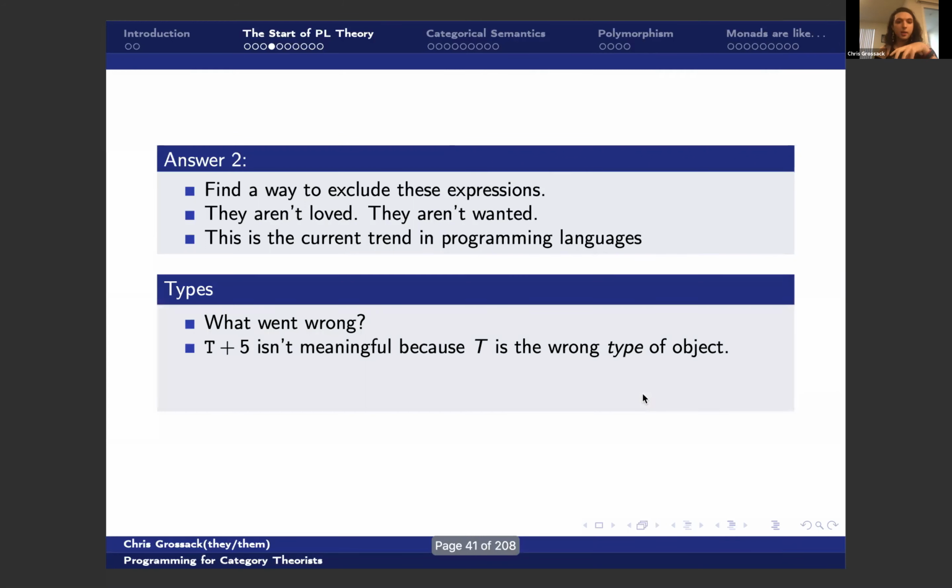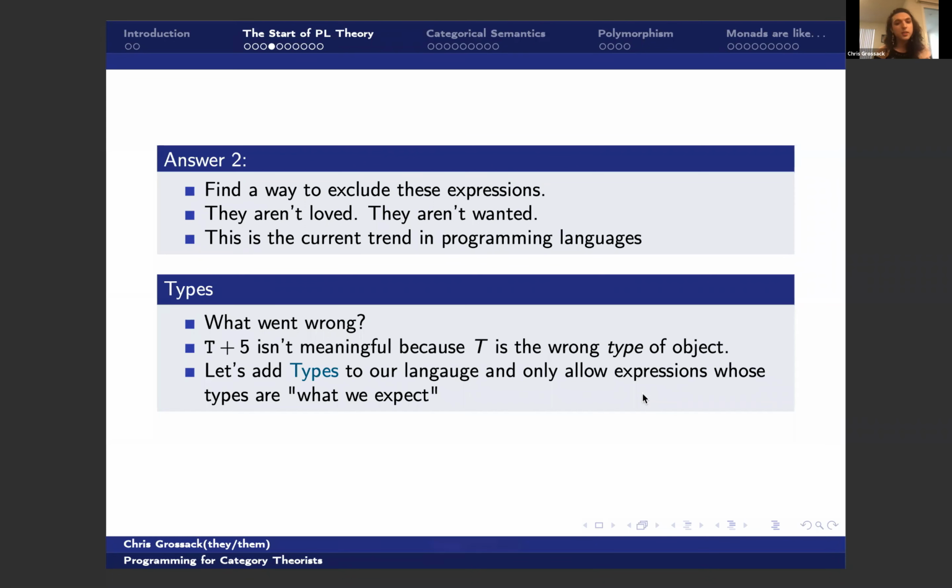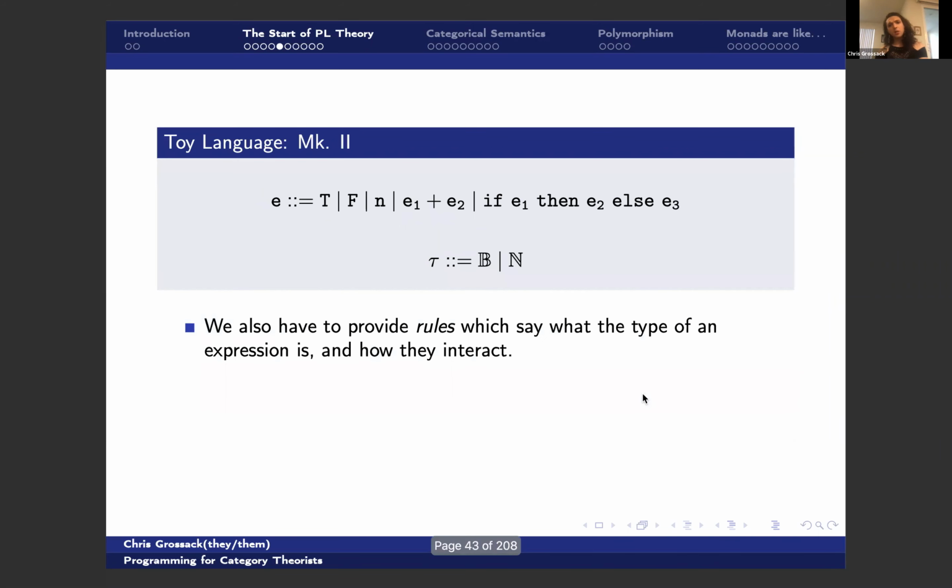So what is the notion of a type? Well, true plus 5 isn't meaningful because true is the wrong type of object, right? When we're adding two things, we would expect those two things to be numbers. And true is, among other things, not a number. So we add explicitly a notion of type to our language, and we only allow expressions where the types are what we expect. So for instance, if I'm adding two things together, both of those things should be numbers. So let's look at toy language Mach 2, where we're going to explicitly add a type system.